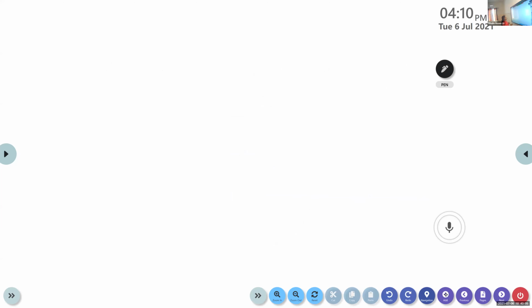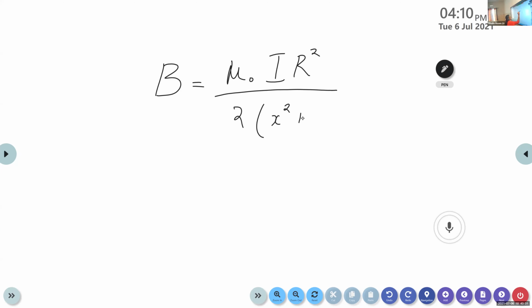Whenever the current is passing through this current carrying circular loop, it produces a magnetic field. Then by Biot-Savart's law, the magnetic field produced at this point P is given by B is equal to mu 0 I r square divided by 2 into x square plus r square the whole raised to 3 by 2.